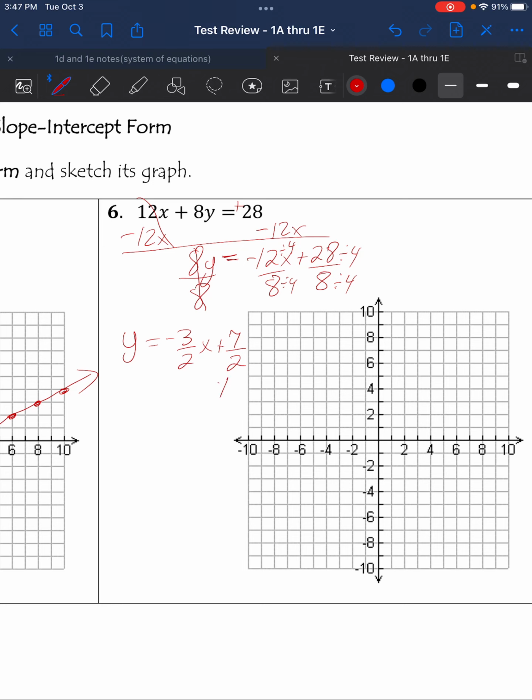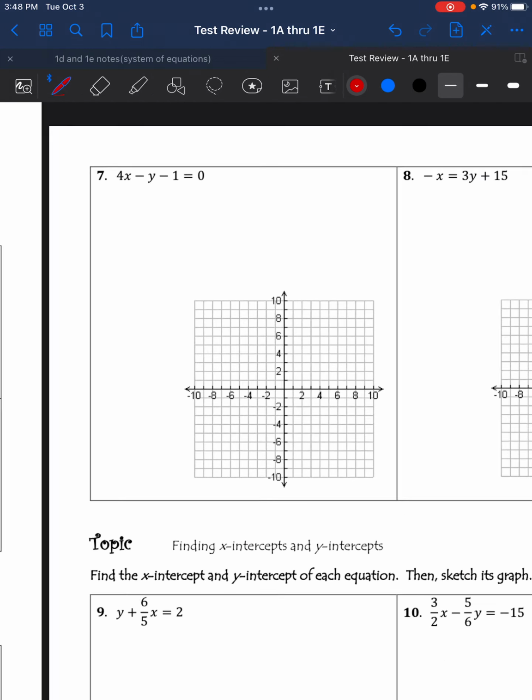All right, 7 halves as a decimal is 3.5. That's my y-intercept, so I'm going to go up to about 3.5, somewhere in the middle there. And then I'm going to go down 3 and right 2. So down 1, 2, 3, and then right 1, 2. And that's going to be another point. I can keep going with that pattern. I could also go up and left, but really you only need 2 points to draw a line.